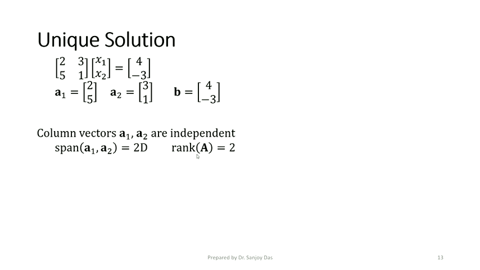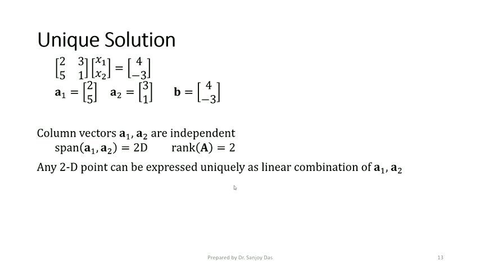Anyways, so rank of A is 2. It's a full rank matrix. It's a 2 by 2 matrix. It cannot have rank more than 2. It's a full rank matrix. So that's why any two-dimensional point can be uniquely expressed as a linear combination of A1 and A2.